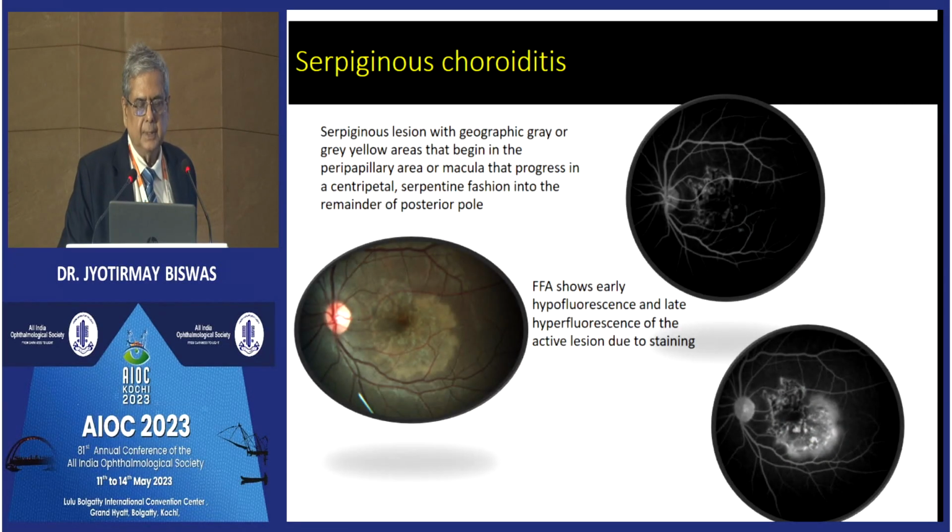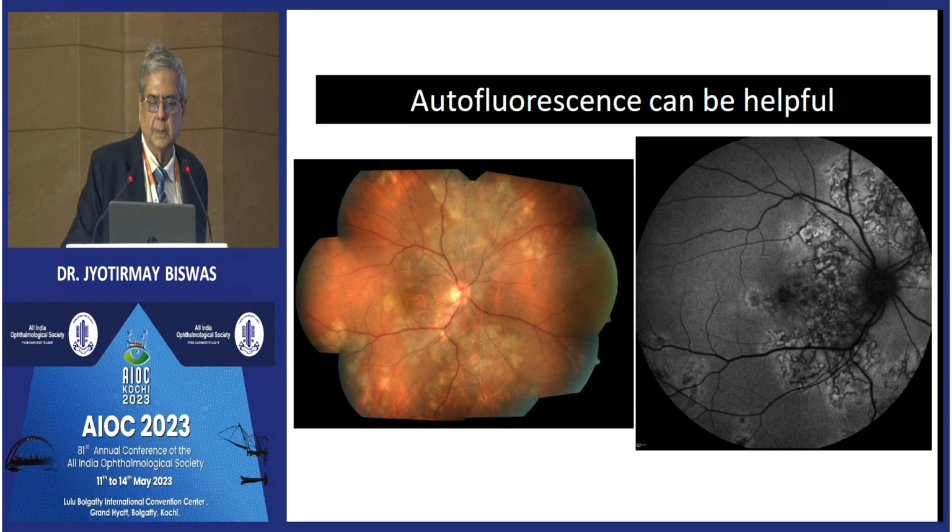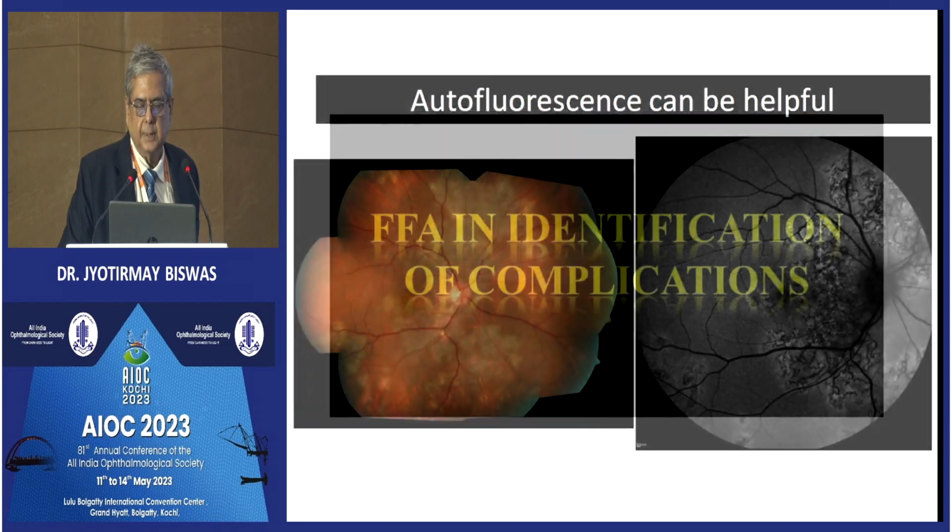In the case of serpiginous choroiditis, in active and inactive stages, the active serpiginous choroiditis would be showing a hyperfluorescent border, and the central area will be hypofluorescent. Of course, autofluorescence can be useful to monitor the disease process.